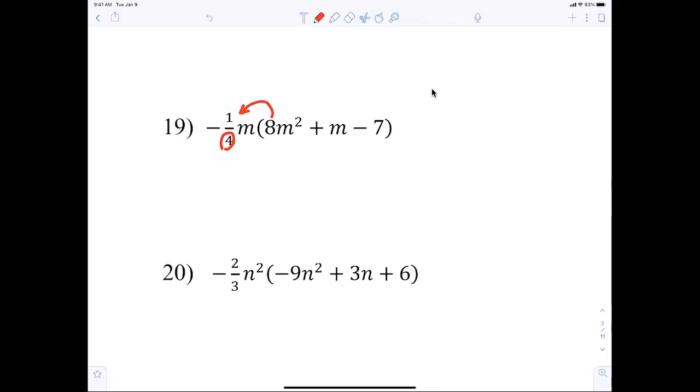But remember, we're distributing a negative. So this would be negative 2m cubed minus 1/4 m squared plus 7/4 m. Anybody have any question with the fractions?